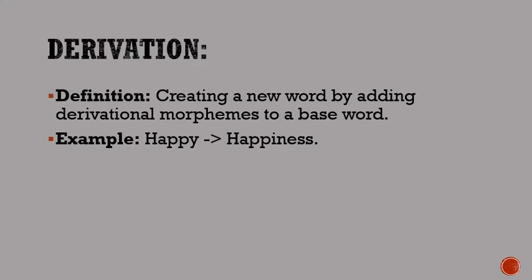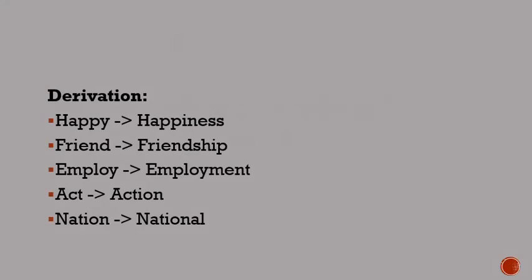A derivational morpheme doesn't change the number or tense of a word, rather it changes the category of the word and creates a new word. So in derivation, we create a new word by adding certain derivational morphemes to the base word. For example, from the word happy, we get happiness, from friend we get friendship, from employ we get the derived word employment, act gives us action, and nation gives us national. So these are the examples for derivation.